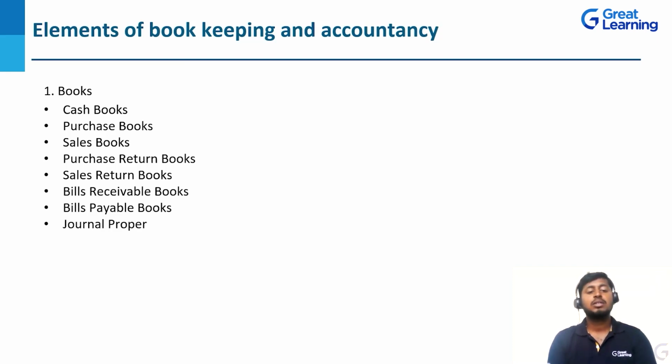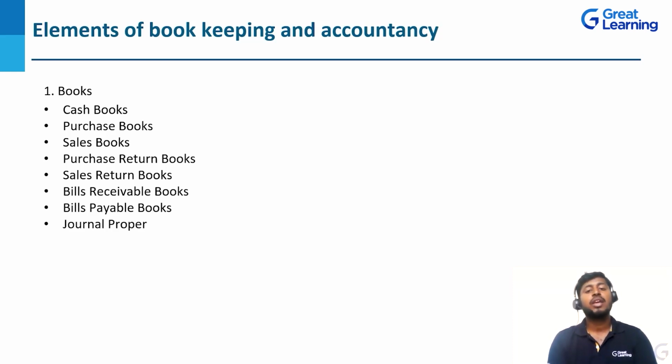And the last one, journal proper. This book is maintained if any transaction has an error, or if you passed any journal entry mistakenly, or if you have made any error in the journal entry. At that time, if you want to correct the journal entry, we pass some entries in the journal proper. So these are the first elements of bookkeeping.